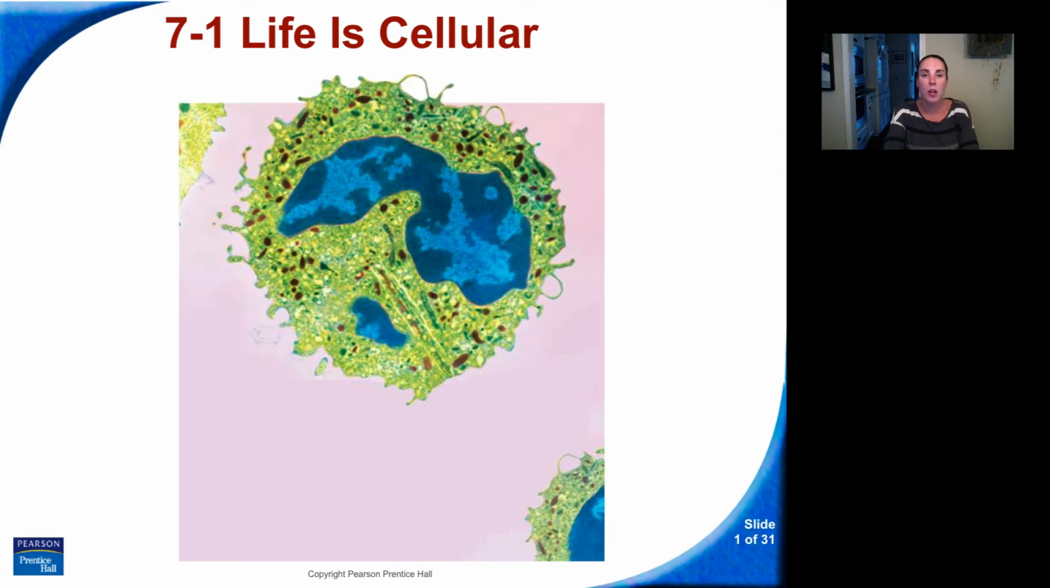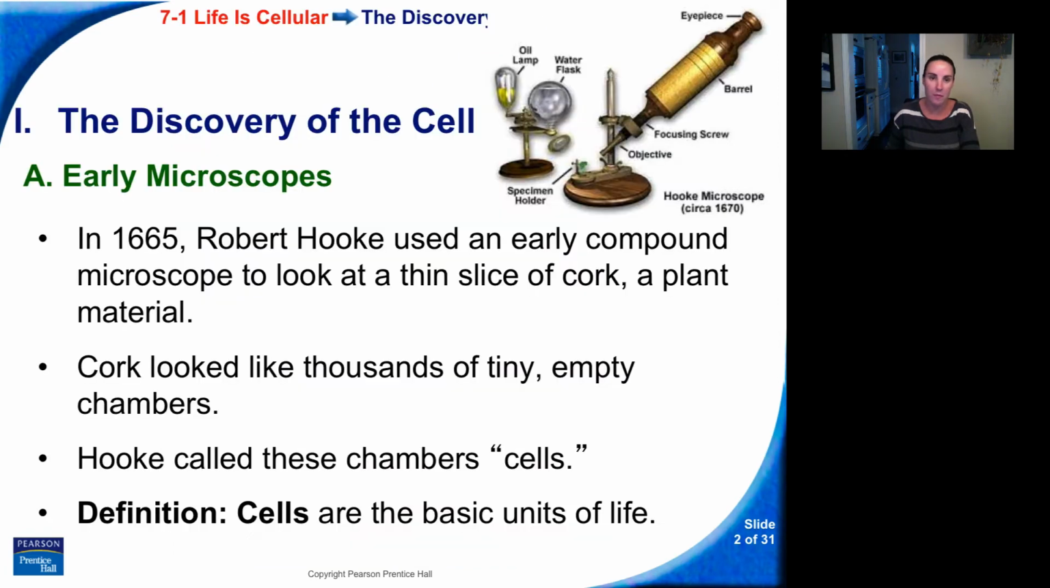Hi, so today we're going to talk about cells. The discovery of the cell came with the invention of the microscope. Early microscopes: in 1665, Robert Hooke used an early compound microscope to look at a thin slice of cork, which is a plant material. The cork looked like thousands of tiny empty chambers. He called these chambers cells.